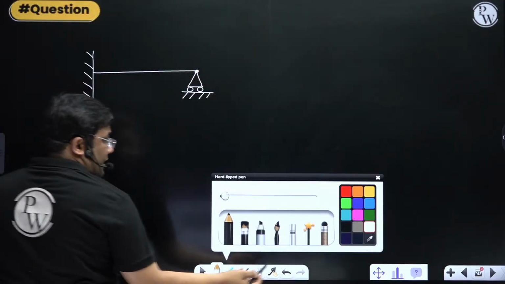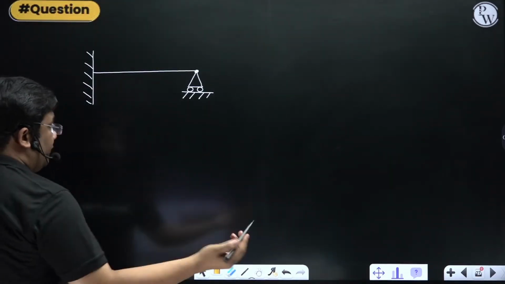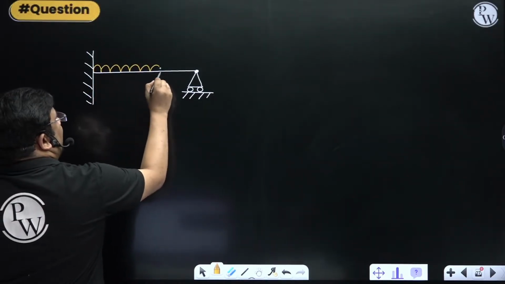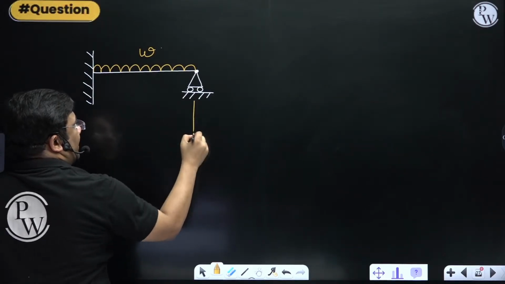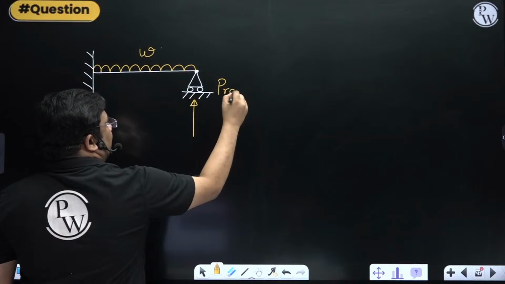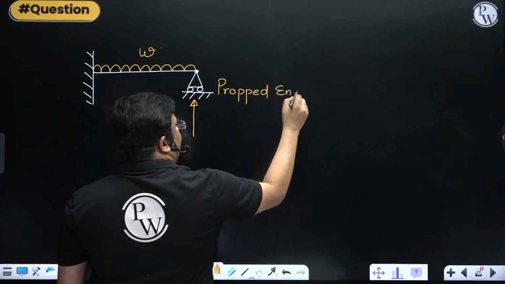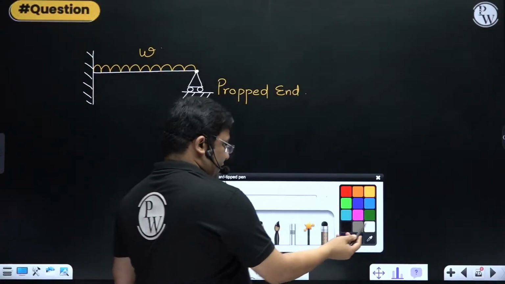Now in this, what they ask is to find out the reaction here. So how to find it? Very easy. Suppose we have a UDL W acting like this and it is asked to find out the reaction here. This is known as the propped end. It's a propped cantilever. It asks to find out the reaction here. How to find out? Very easy actually.